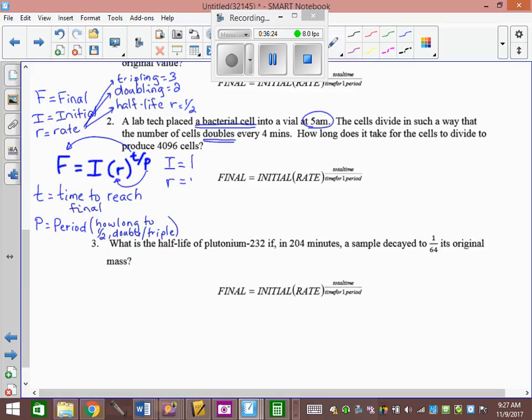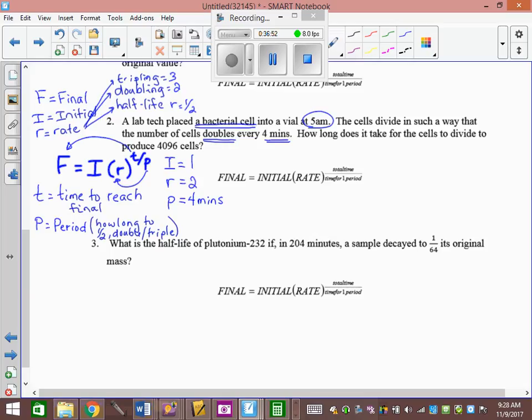Your rate is 2. Every 4 minutes. T or P? P is 4. And I know that because it came after the word doubling. It doubles every 4. That's the period, how long it takes to double, triple, half. The hardest part for this is people figuring out which is T and P, because people will just guess. Guessing is not good. You do not want to guess because you have a 50-50 guess, and that is scary.